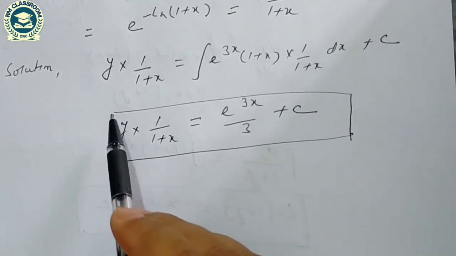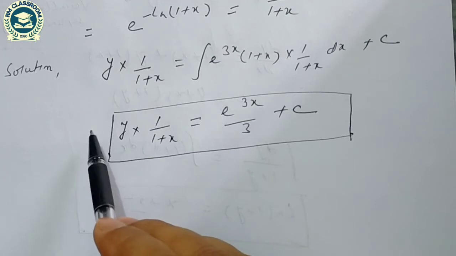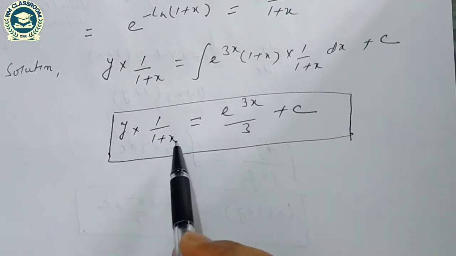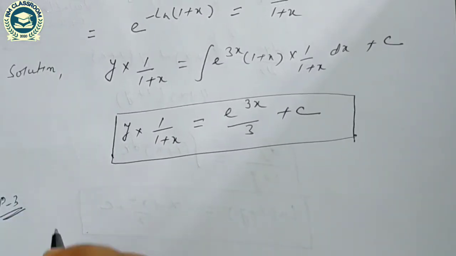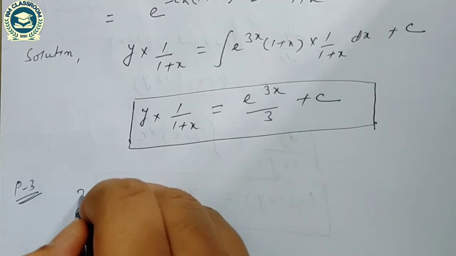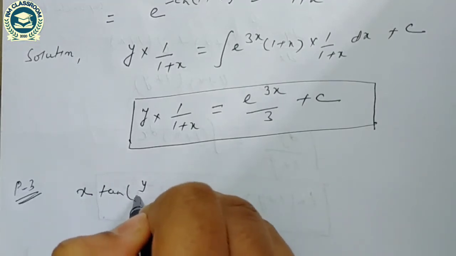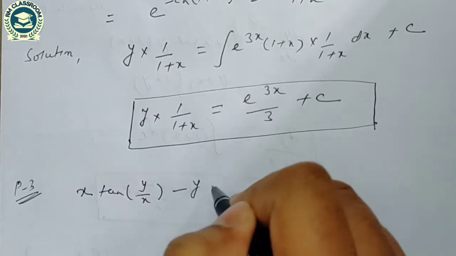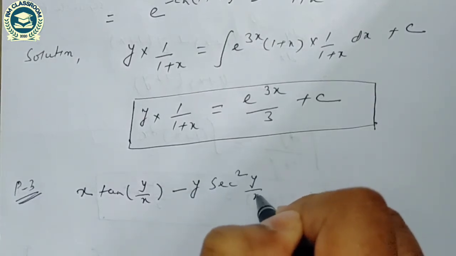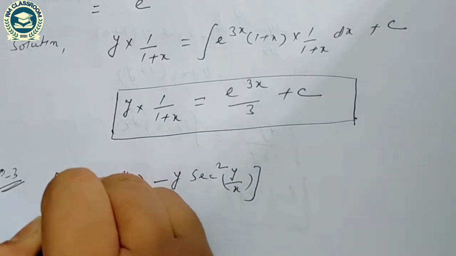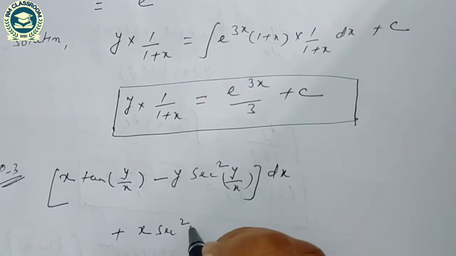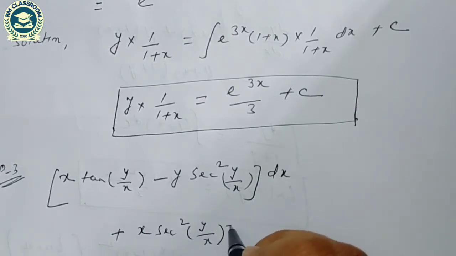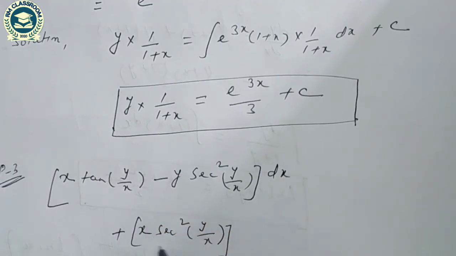So one problem I have taken based on the variable separable form, one problem on the basis of linear differential equation, and the third problem I am going to take on the basis of homogeneous equation: (x tan(y by x) minus y sec square(y by x)) dx plus x sec square(y by x) dy is equal to 0.